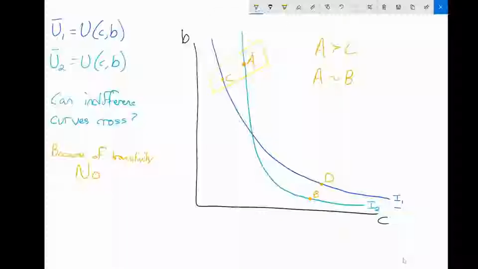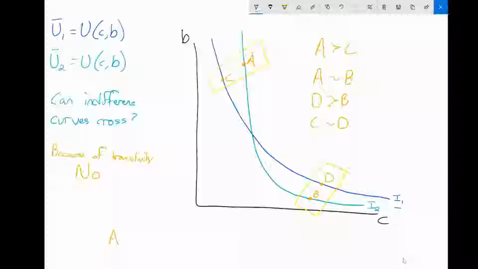We know that agents prefer D to B because D is farther away from the origin, right? So utility goes up away from the origin. So we know that agents prefer D to B. Okay. And then lastly, we know that agents are indifferent between C and D. So let's put this together and see whether or not we violate transitivity.